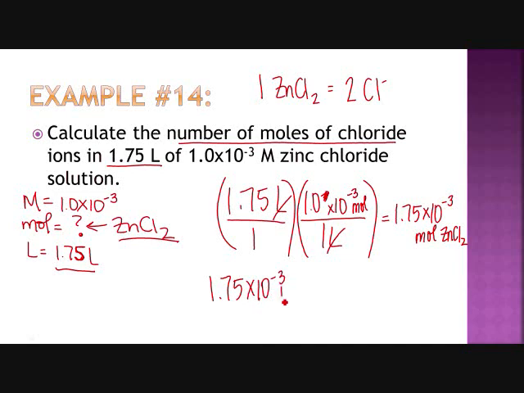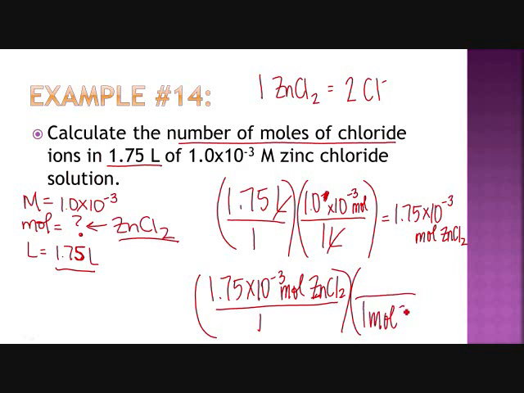If I was just doing this by myself and not showing you, I would have not stopped. I would have just kept going. So this is moles of zinc chloride. I know that for every 1 mole of zinc chloride, we have 2 moles of the chloride ion. So you just multiply by 2. And that final answer is 3.5 times 10 to the negative 3rd moles of chloride ion.